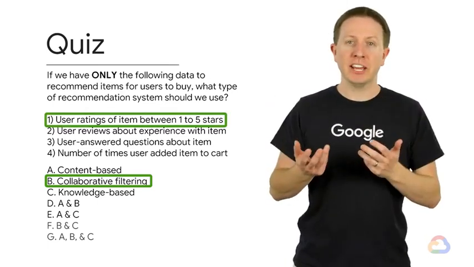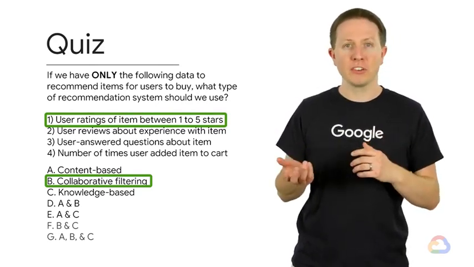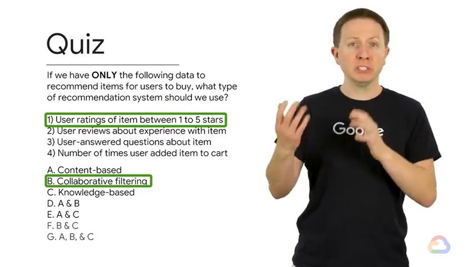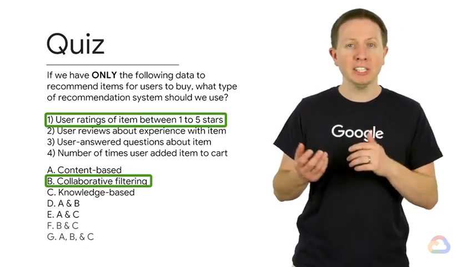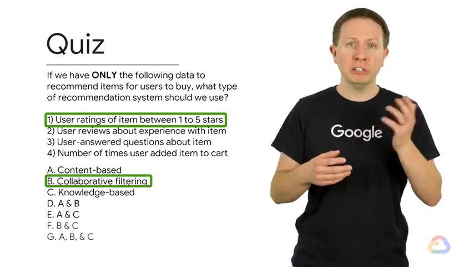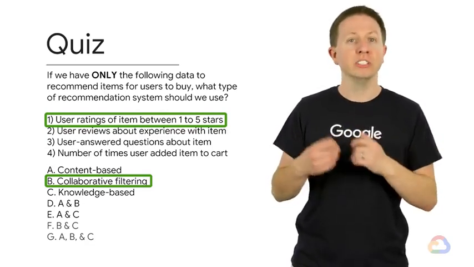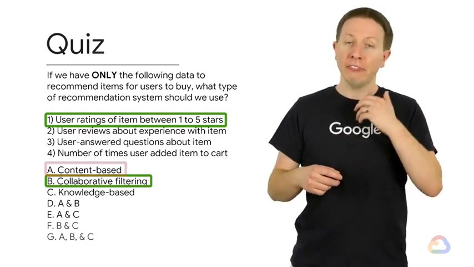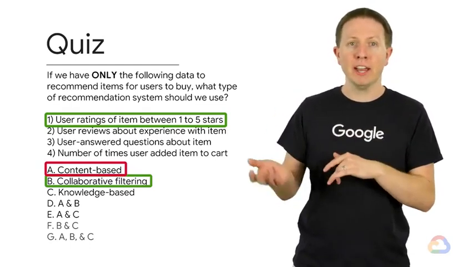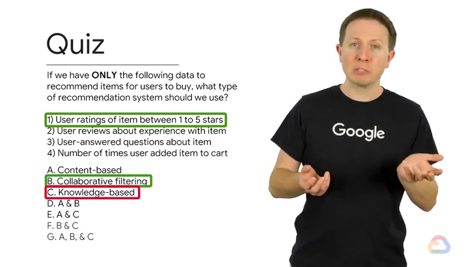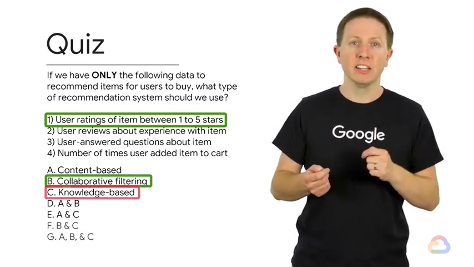Let's look at our first data set. We have user ratings of items that are scores between 1 to 5 stars. Well, this is explicit feedback of user-item interactions. So the very first thing that comes to mind is collaborative filtering, which can use a matrix factorization algorithm like weighted alternating least squares, or WALS, to train. This isn't content-based because this dataset is not metadata about the item. And it's not knowledge-based because it isn't any personal user or user preference data.